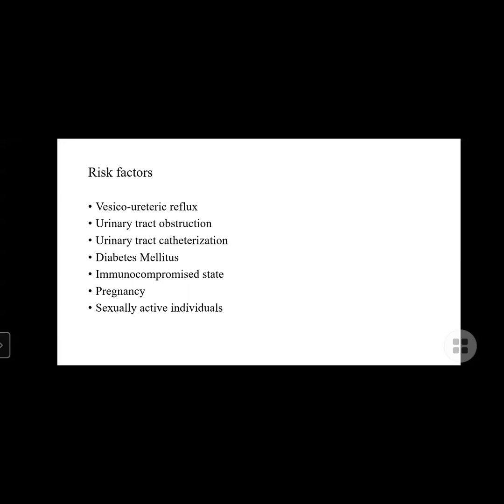The last on this list is sexually active individuals. During sexual intercourse, there may be minor urethral trauma, and if bacteria is transferred from the perineum into the bladder, it can cause cystitis. And if the infection further ascends upwards and involves the renal parenchyma, this can also cause acute pyelonephritis.